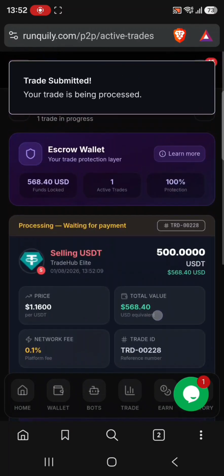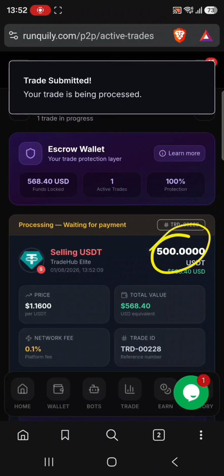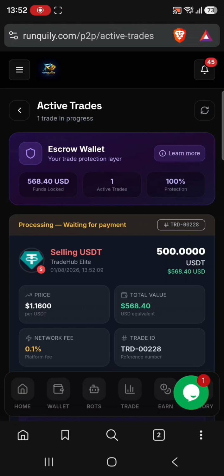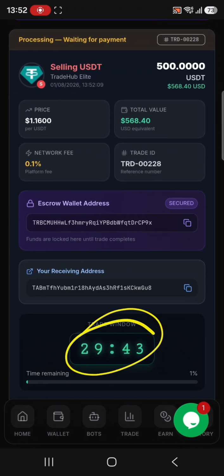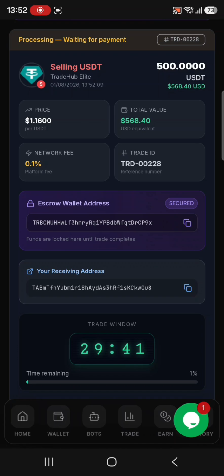Let's confirm the trade. You can see our trade is 500 USDT. We'll be expecting 568, which means 68.40 USDT is our take profit, which is not bad. And the trade will be going for around 30 minutes, but this guy, I hope he is online, so he'll pay even before that. So that's how you trade crypto arbitrage trading.